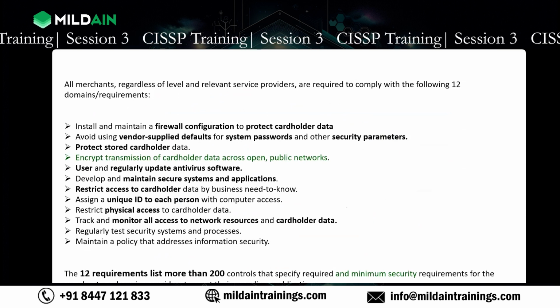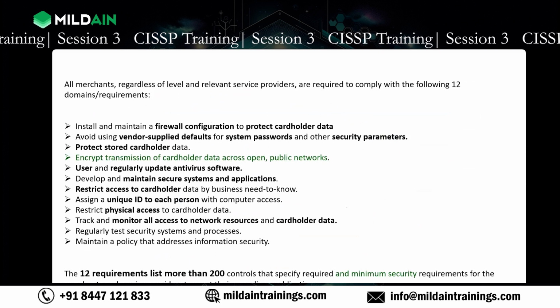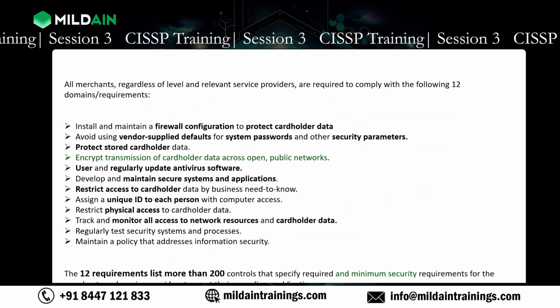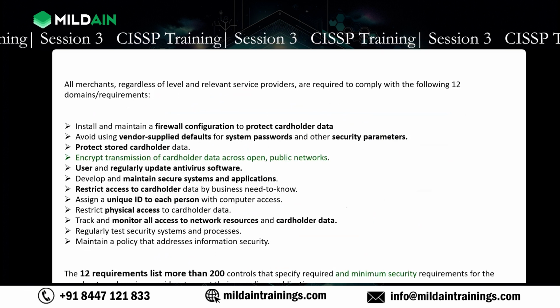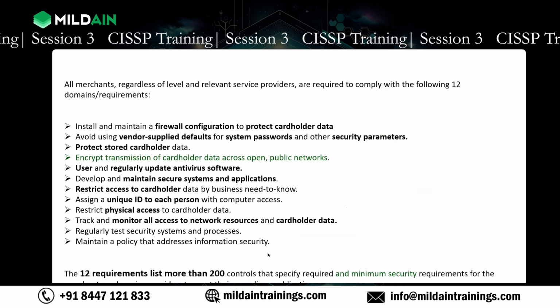How many types of requirements do we have? We have 12 types of requirements. How many domains do we have? It's 12 domains: 12 domains, 12 requirements. This is all related to PCI DSS.